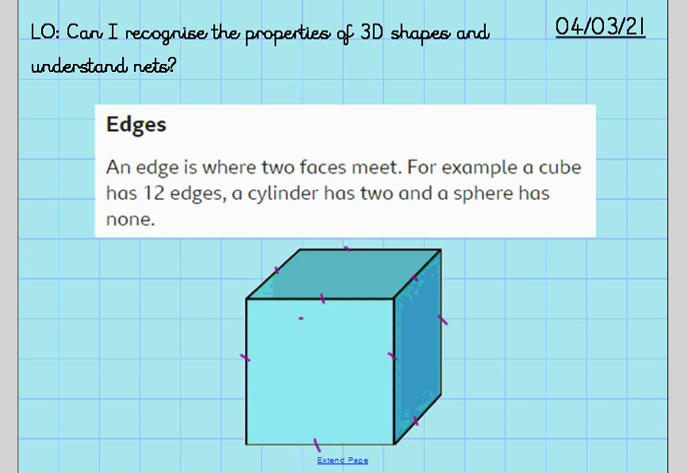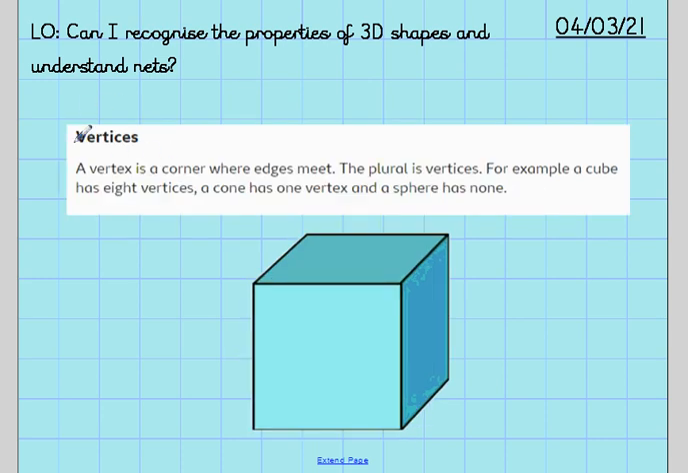And the final thing that we need to use is vertices, or vertex. If we're talking about one, it's a vertex. If we're talking about more than one, the plural, we're talking about vertices. And that is where edges meet. That can be any number of edges that are meeting. So here we've got three edges that meet. One there, and one there, and they all meet here.